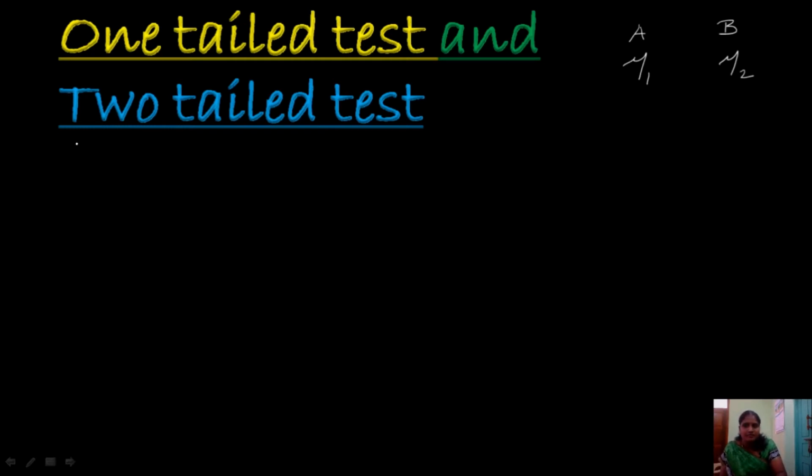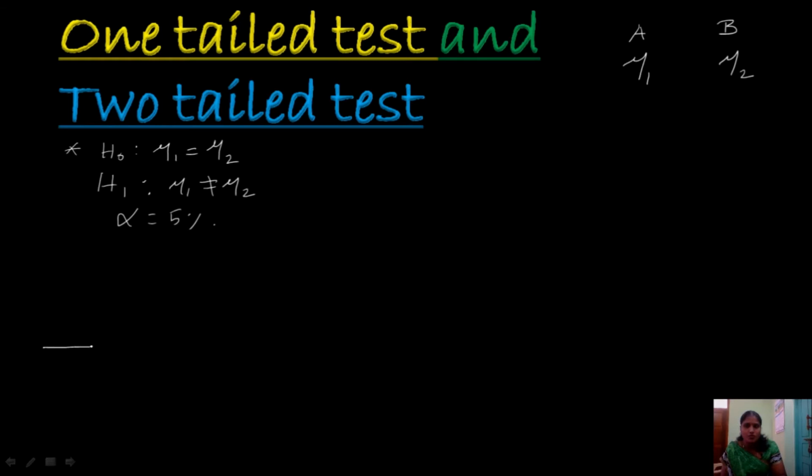Suppose in my first case, we want to test if the car batteries differ significantly. In such a case, my alternative hypothesis is mu1 is not equal to mu2. That means if the car batteries of the two companies differ significantly, my alternative hypothesis is mu1 is not equal to mu2. Let me take the level of significance alpha as 5%.